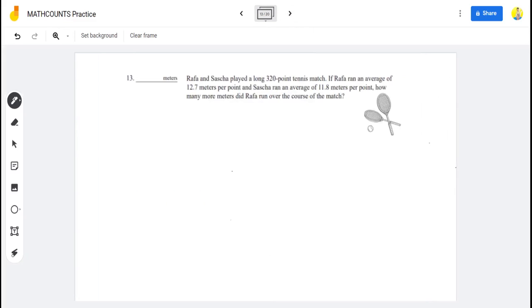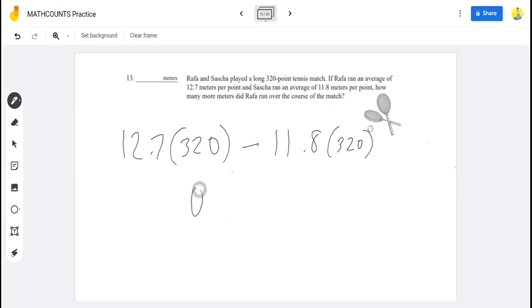Rafa and Sacha played a long 320-point tennis match. If Rafa ran an average of 12.7 meters per point, and Sacha ran an average of 11.8 meters per point, how many more meters did Rafa run over the course of the match? So that would just be 12.7 times 320 minus 11.8 times 320. So this would just be 0.9 times 320, and this is just equal to 288.